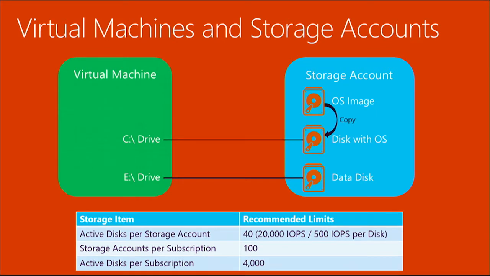The reason for this is that the system allows 500 IOPS per disk, and there's 20,000 IOPS in the storage account. So by division, if you stay at 40 or under, you stay safe. If you need more than 40 disks, you can spread them out across storage accounts. You have up to 100 storage accounts within your subscription, giving you a total of 4,000 disks within the subscription.